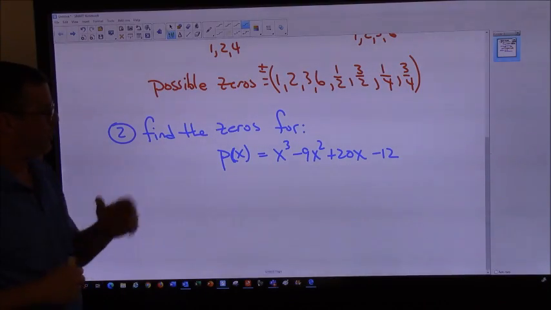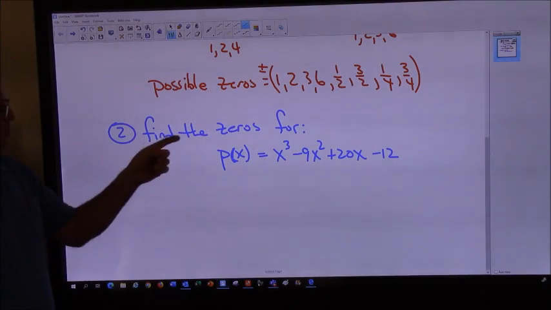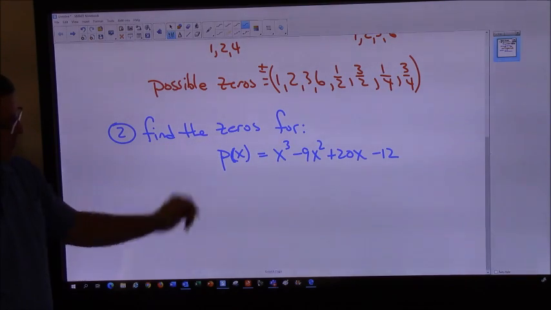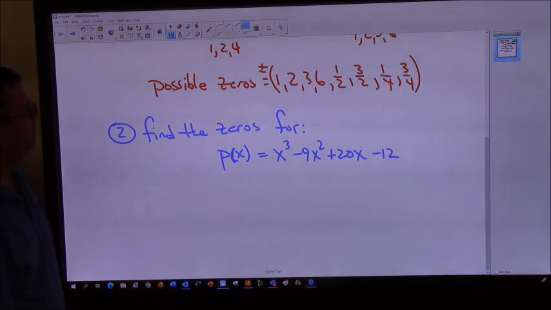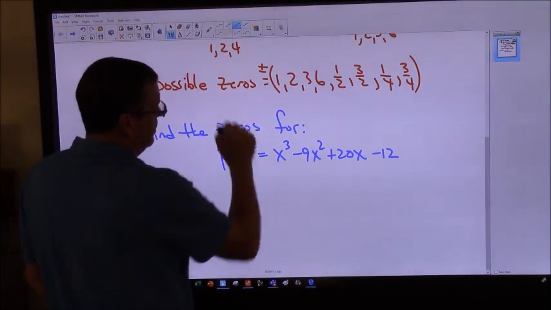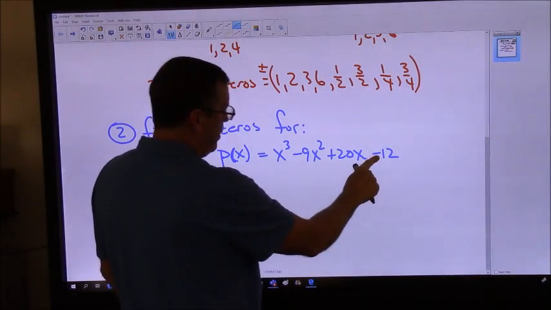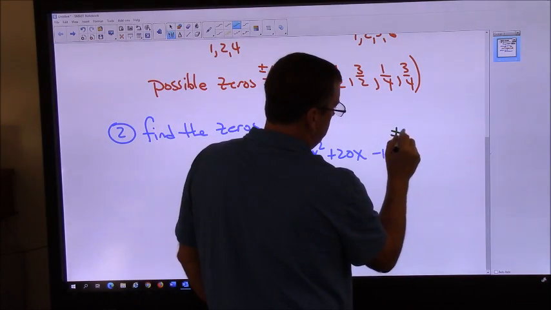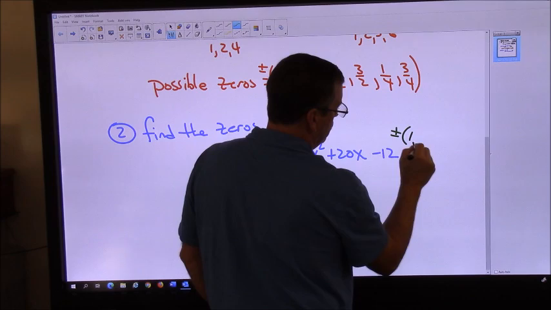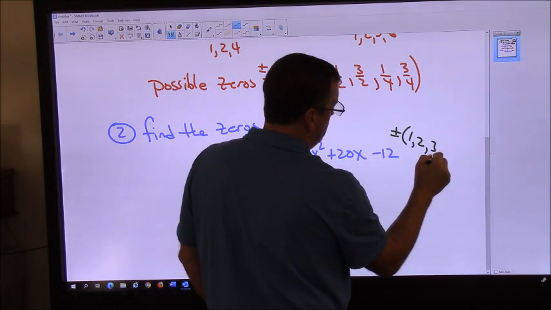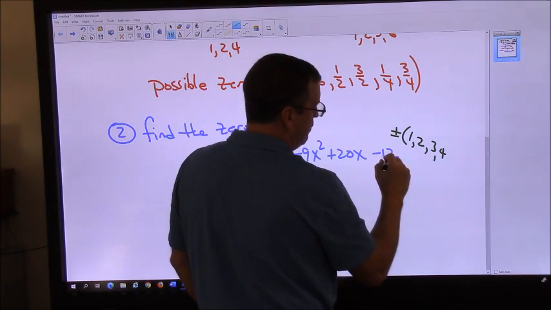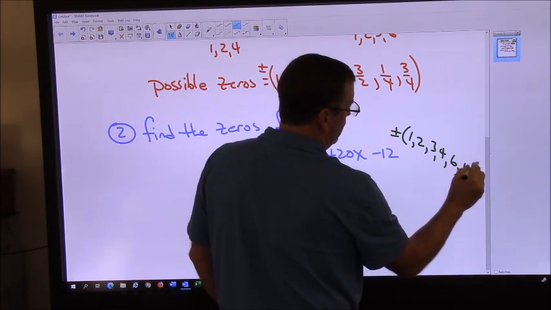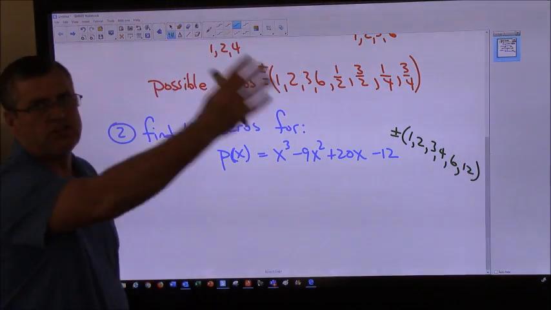All right, so this question is asking us to find the zeros for this polynomial, okay? P of x for polynomial. So if I was going to do that, the numbers that I want to try are the numbers that divide into 12 evenly. So plus or minus 1, 2 divides into there, 3 does, 4 does, 5 doesn't, 6 does, 8 doesn't, and then 12. Okay, I just list them in order.